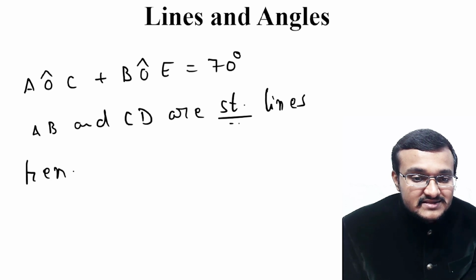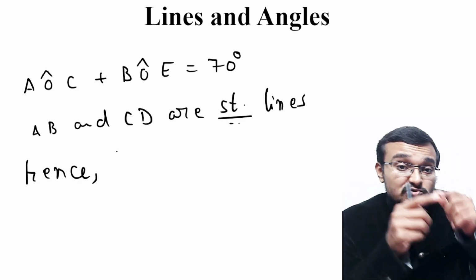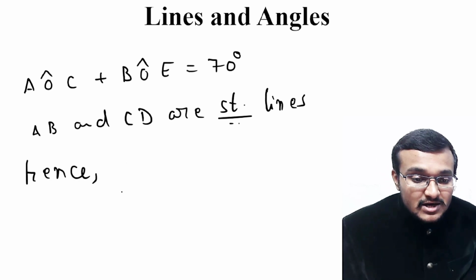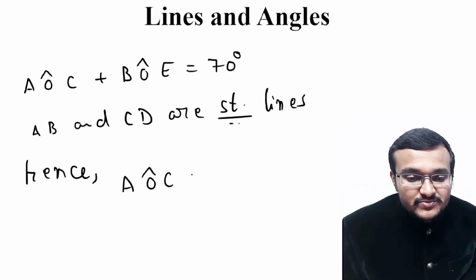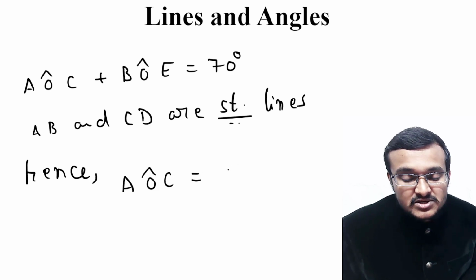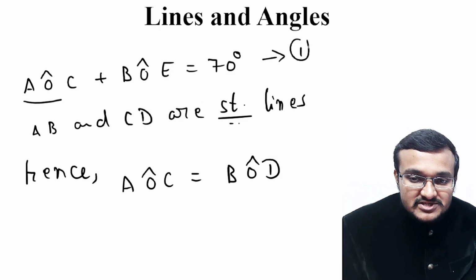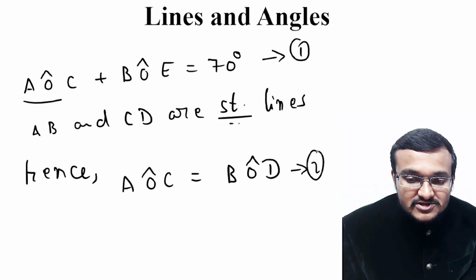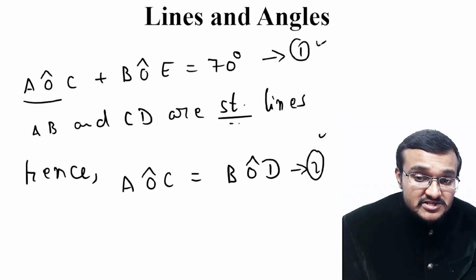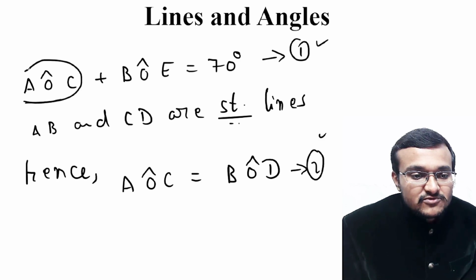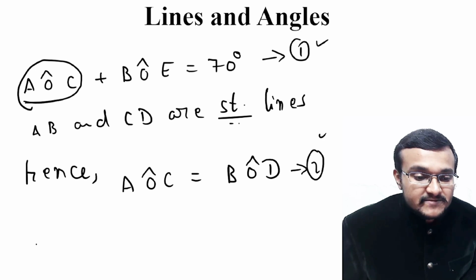Hence here these angles AOC and BOD act as vertically opposite angles, and they should be equal to each other. So AOC is equal to BOD. If you call this equation 1 and this equation 2, you can substitute equation 2 in equation 1. So in the place of AOC, you can substitute BOD.